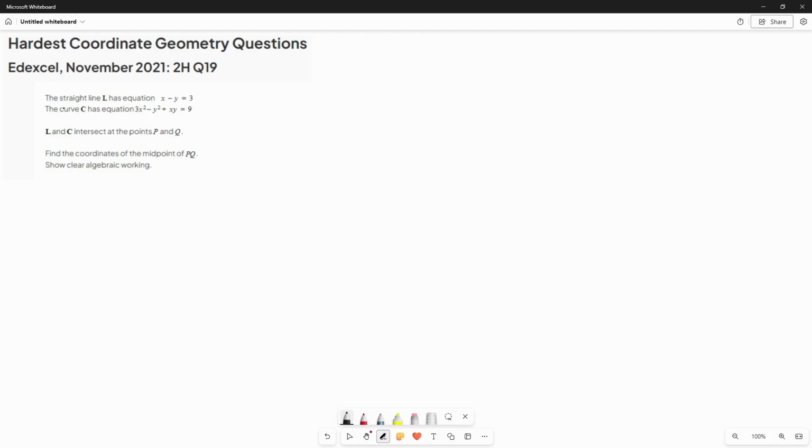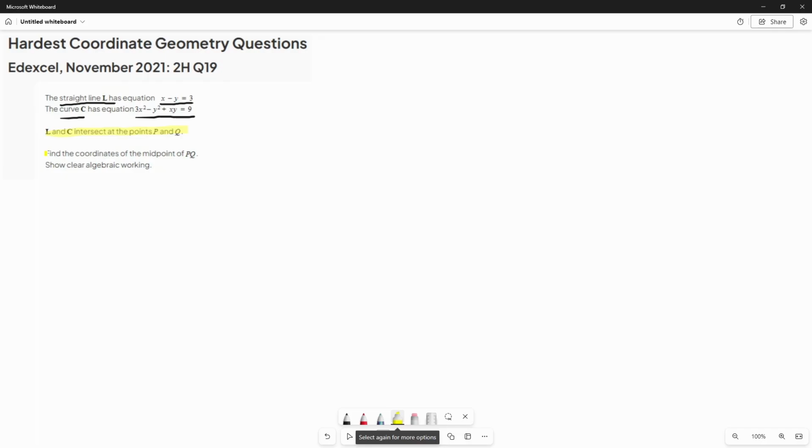This question is about two lines, a straight line L and a curve C, and it gives us the equations over here. It tells us that L and C intersect at the points P and Q. It's good to bear in mind that when two lines intersect each other, we have to equate them to each other. So that's what we're going to work through just now.